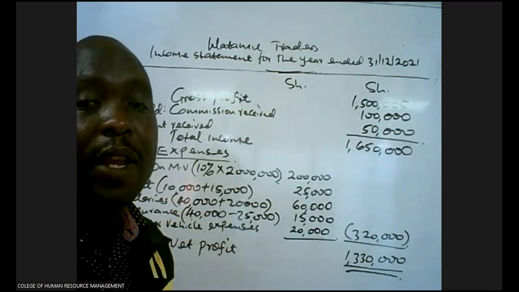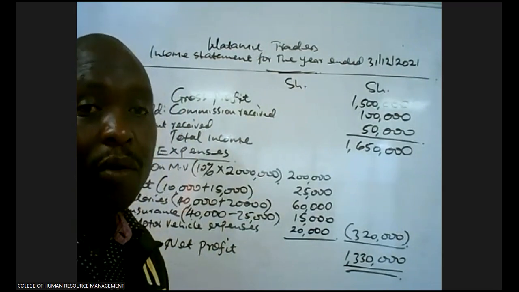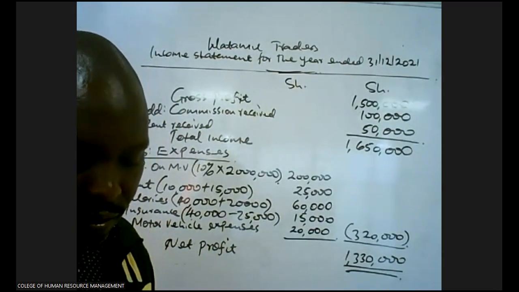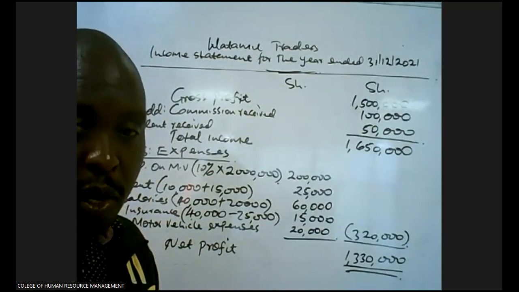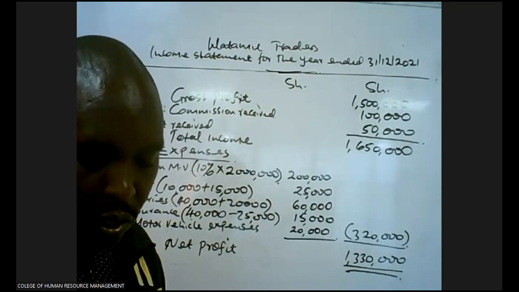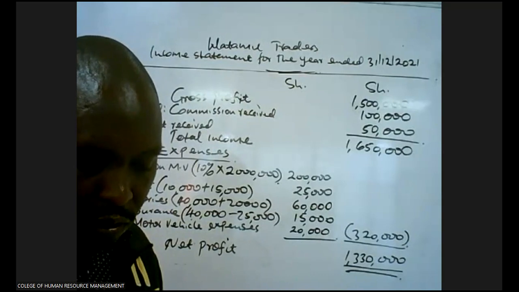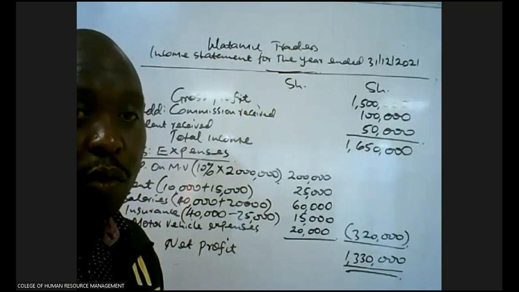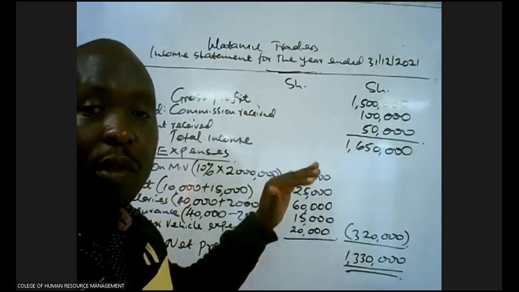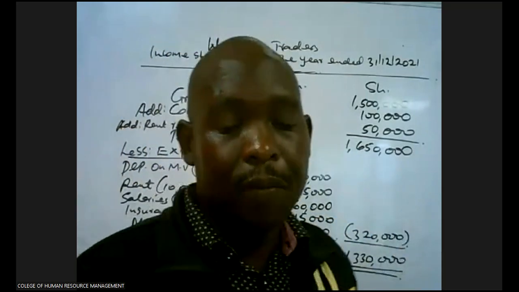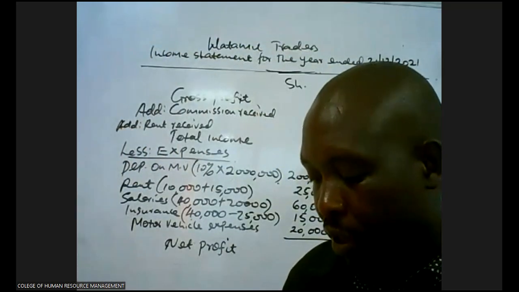Prepayment is the same as paid in advance. The amount paid in advance is the prepayment. When it is due, it is the same as accrued. So, attempt question number 2. It is actually the same approach. You are starting from the gross profit.